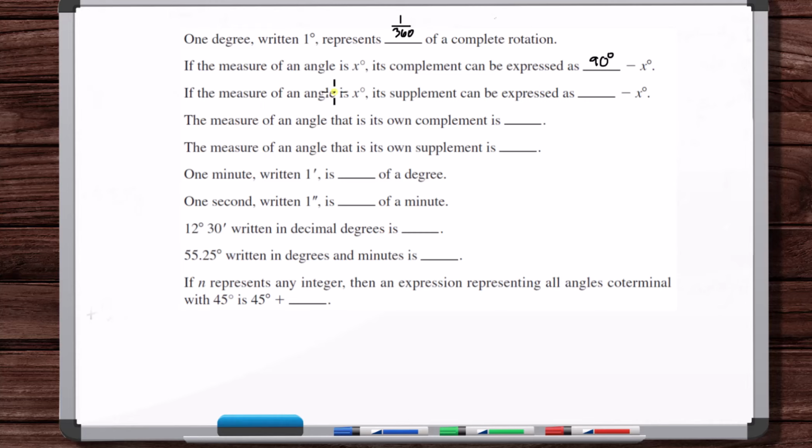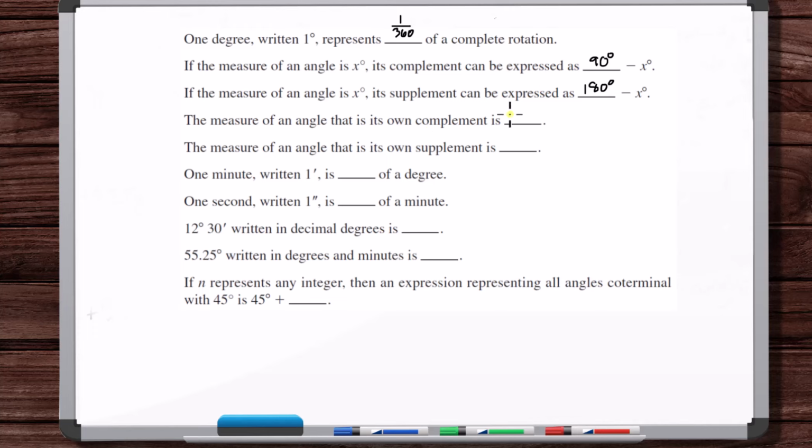Okay, if the measure of an angle is x degrees, its supplement is the exact same concept as complement, except the angles add to 180 degrees. It's two positive angles. And so every positive angle is going to have only one complement or only one supplement. So if you have an angle whose measure is x degrees, its supplement is going to be 180 degrees minus x degrees.